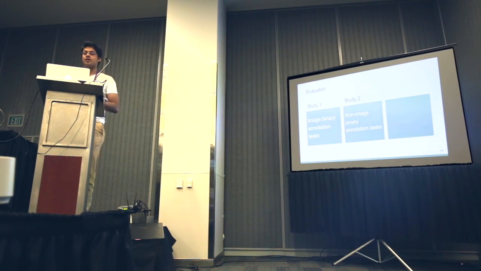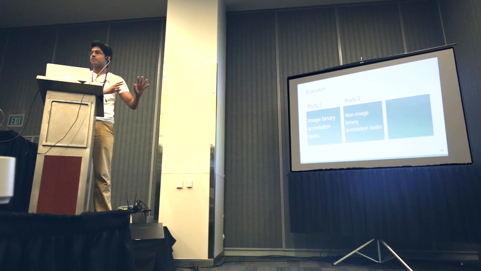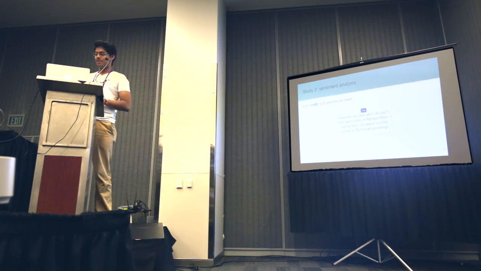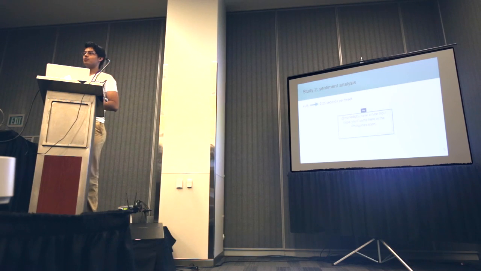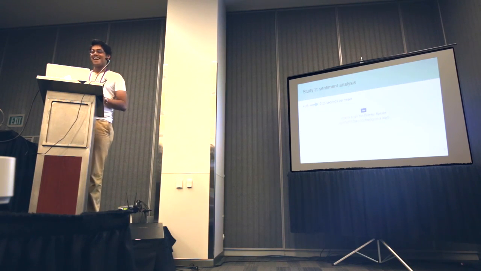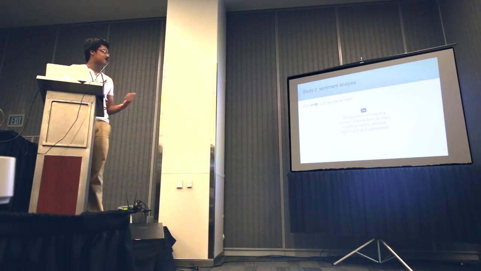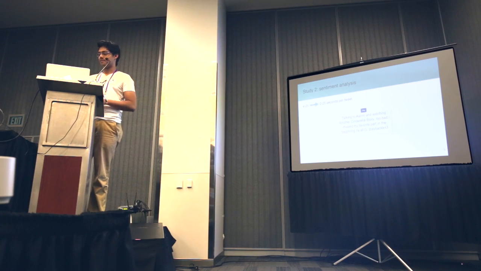So the second thing we wanted to take a look at was moving away from images and seeing if we can generalize our technique to non-image binary annotation tasks. The first thing we looked at was sentiment analysis of tweets. We showed people tweets at about a quarter of a second, and they reacted whenever they saw a positive tweet. Because tweets are short, people can actually read this and do it really quickly.